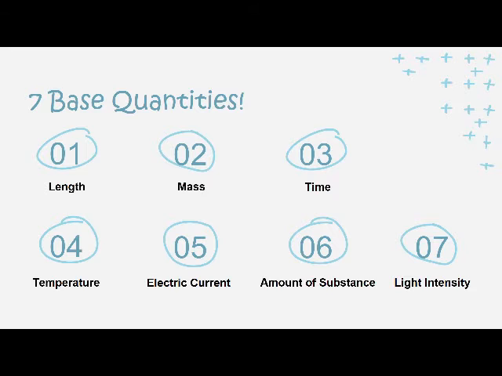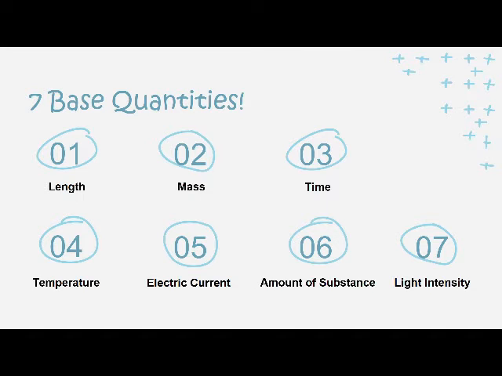Amount of substance has a unit called mole. The amount of substance is a basic physical quantity that measures the number of samples of elementary substance, which can be atoms, electrons, ions, molecules, or certain particles. Mole is a unit for the amount of a substance in the international system.